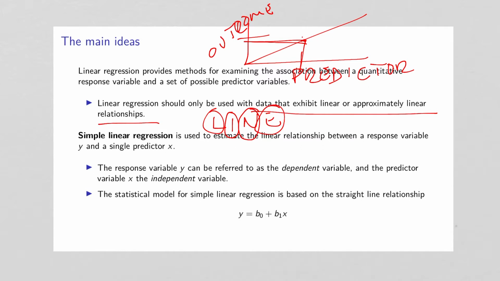Simple linear regression is used to estimate the linear relationship between a response variable y and a single predictor x. The response variable y can be referred to as a dependent variable, and the predictor is the independent variable. So y is dependent on x, and x is independent of anything. And this is a statistical model, okay? So y is the outcome, x is a predictor, b0 is the intercept. So when x is 0, what is y? It should be the intercept, b0. Because if you plug in a 0 for the x, then this whole thing cancels out, and all you're left with is y equals b0.